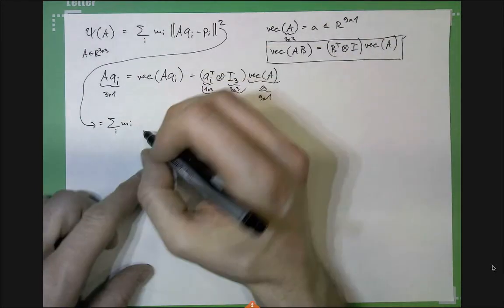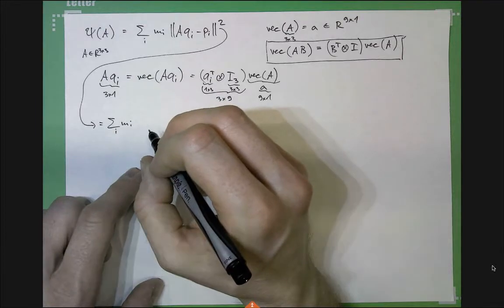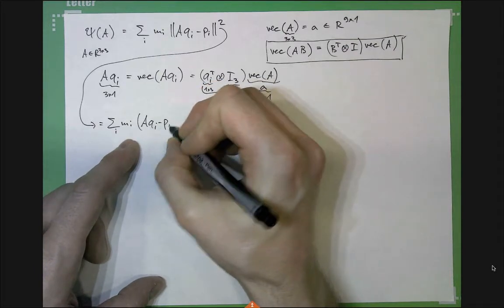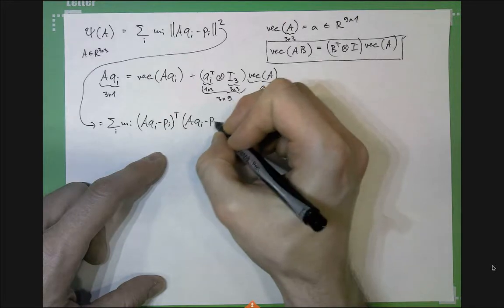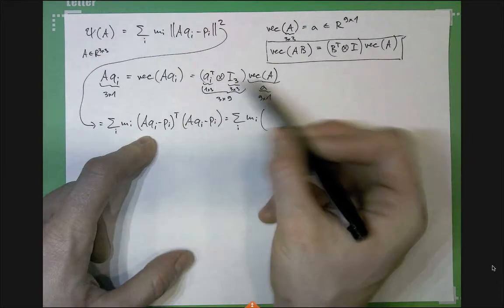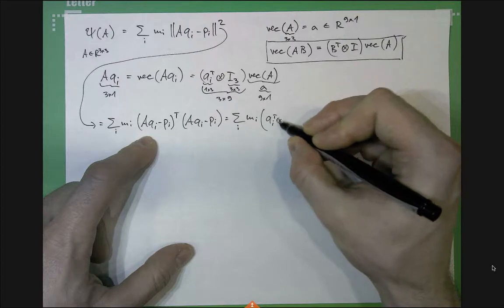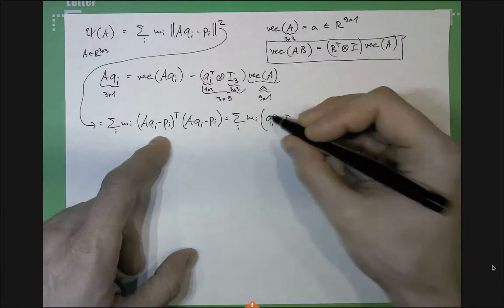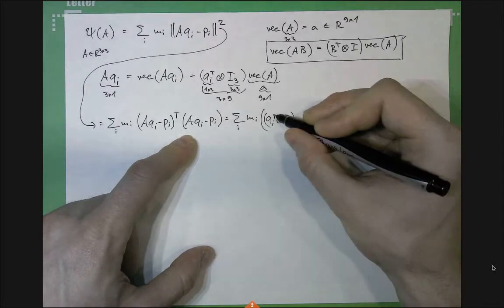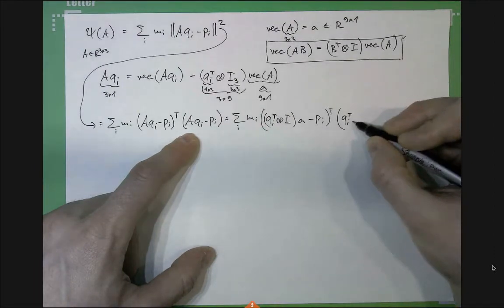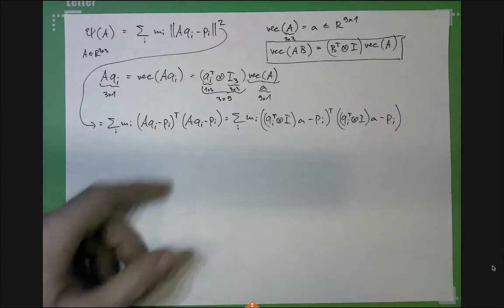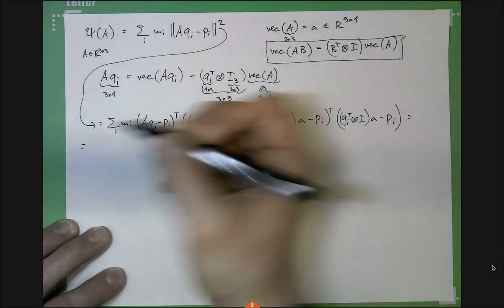I get MI. Let me see if I can make it quick. Well, this is, of course, AQI minus BI transpose AQI minus BI. So I will plug in now this expression. This is my QI transpose Kronecker identity times a minus BI, transposed. The same thing, QI transpose Kronecker identity, times a minus PI. Now I have to expand the product.